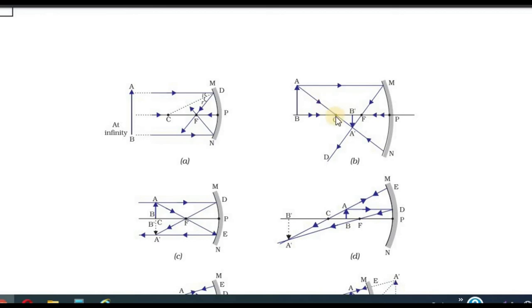Now, if the object is placed beyond C, first you have one ray. First, I told you, you have to draw the mirror, mark the point P, then mark the points F and C. If FP is 2 cm, then CP will be 4 cm. If FP is 4 cm, then CP will be 8 cm. If you took FP as 3 cm, then how much should you take CP? 6 cm. Likewise.